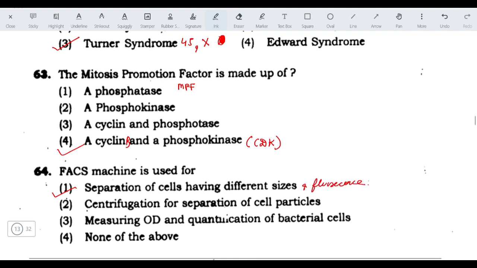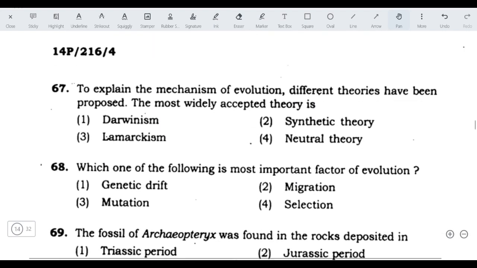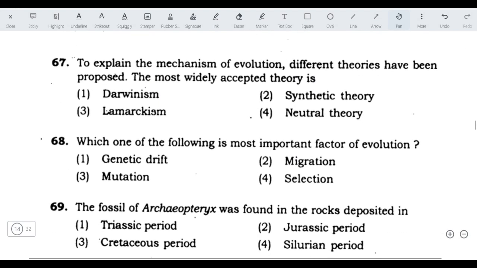Right? Next question. The binomial square rule was proposed by, the answer is Hardy and Weinberg. It relates to the genotype frequencies under genetic equilibrium. Next question. Industrial melanism was observed in, the answer is Biston betularia. Classic example where the peppered moth showed changes in coloration due to pollution, right?